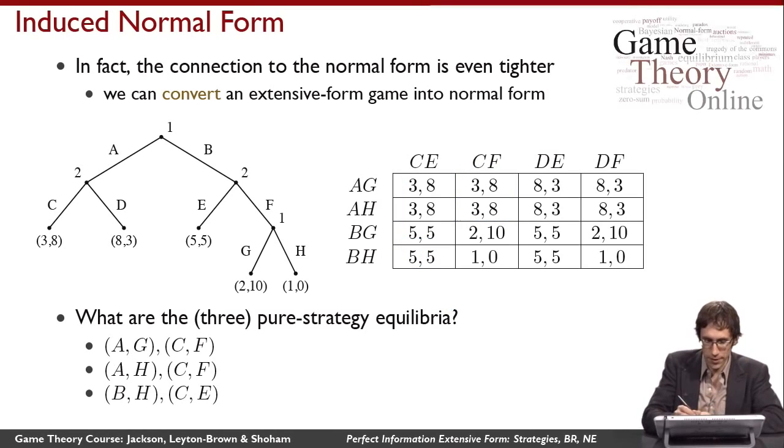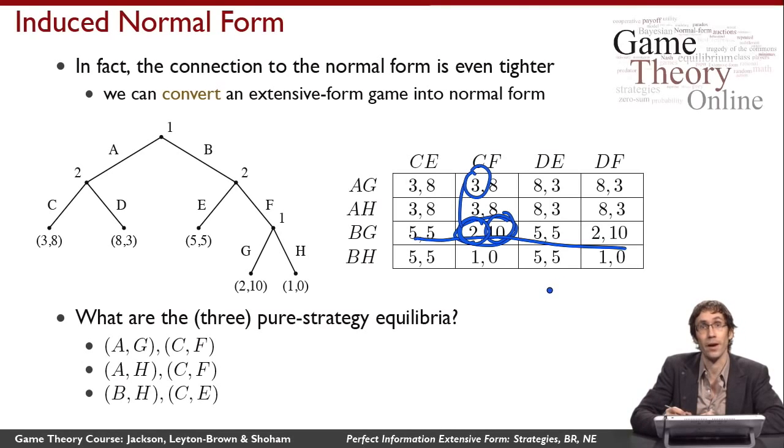In contrast, if I looked at something like this, which I've claimed isn't an equilibrium, you can see that it isn't an equilibrium by checking for each player. So player 2 indeed can't do anything better than 10. So this is a best response. CF is a best response to BG for player 2. But on the other hand, player 1 could deviate from BG to AG and get a payoff of 3 instead of a payoff of 2. So BG is not a best response to CF for player 1, and so this is not a Nash equilibrium.